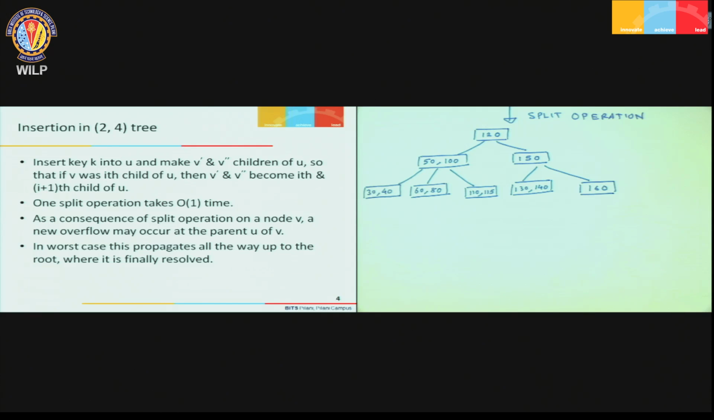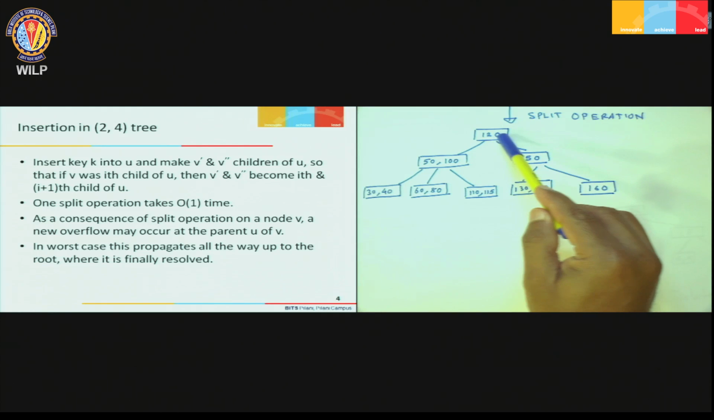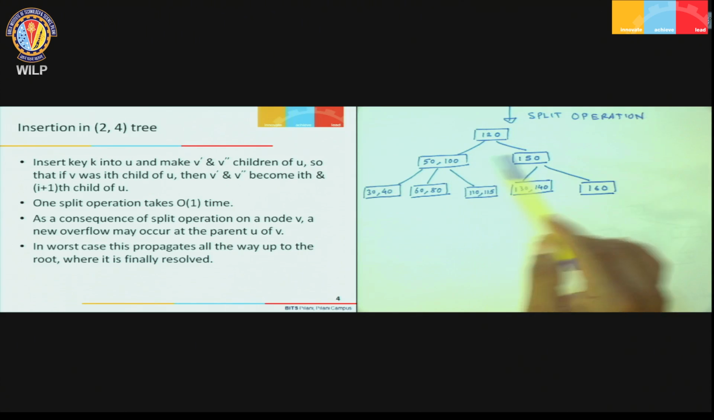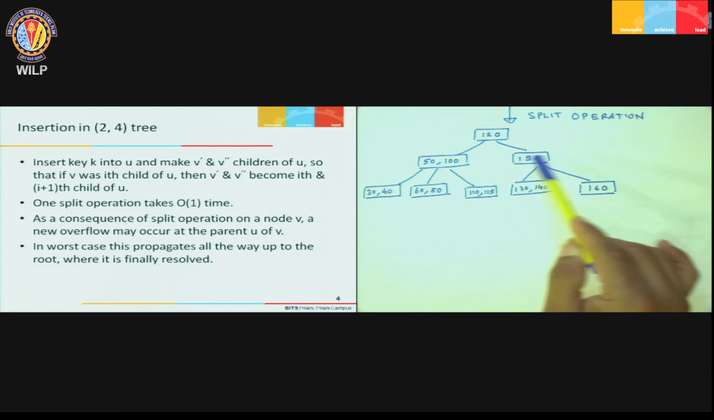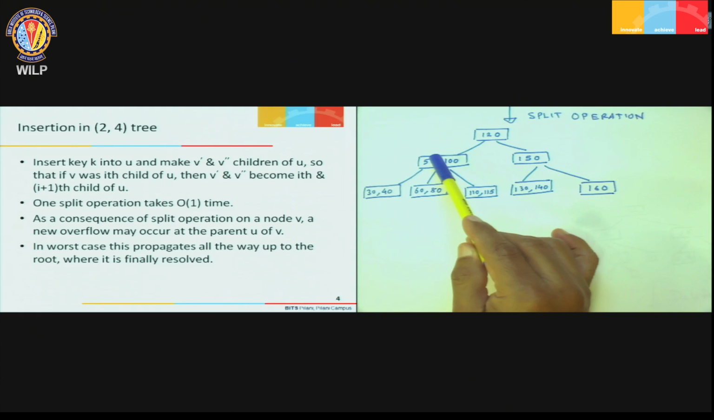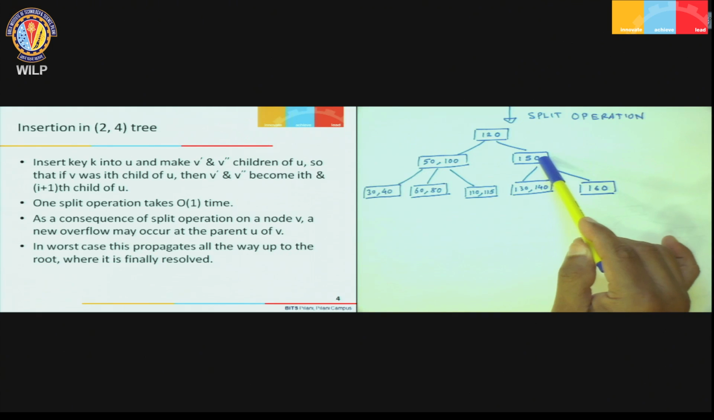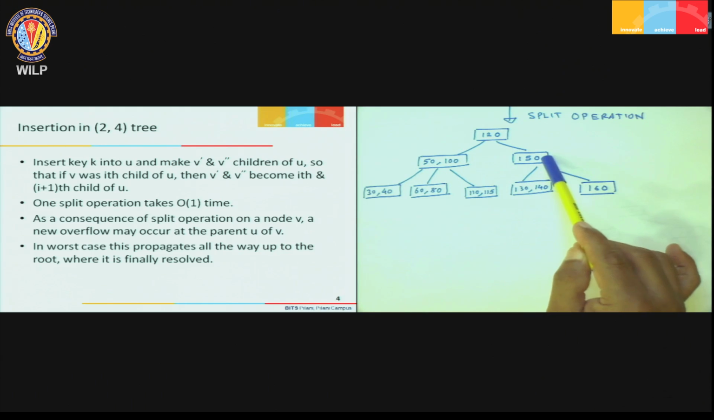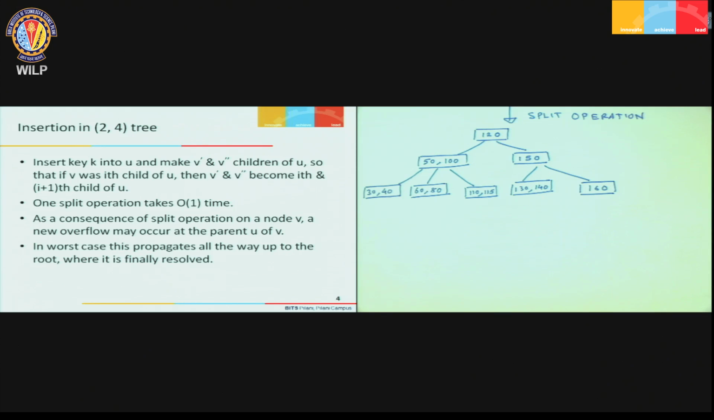So, a new root node is created, which is 120, and 120 is stored there. You split the node where there is an overflow into V prime and V double prime. V prime will save K1, K2, V double prime will save K4, and the new root will hold K3. So, in the worst case, this gets propagated all the way up to the root where it is finally resolved.